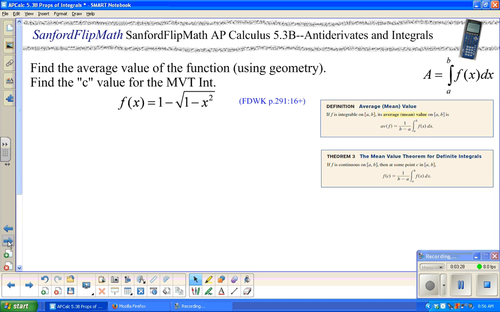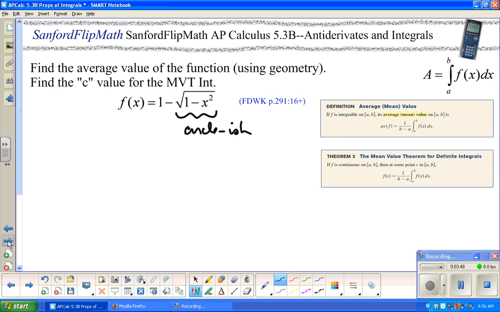I want to do an example about this. It looks kind of scary, but it's really not that bad. What it says is find the average value of the function, and you're specifically told to use geometry. I'll give you a hint: this little guy here has something to do with a circle.